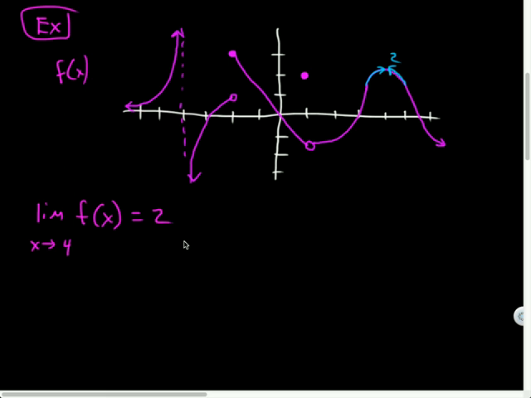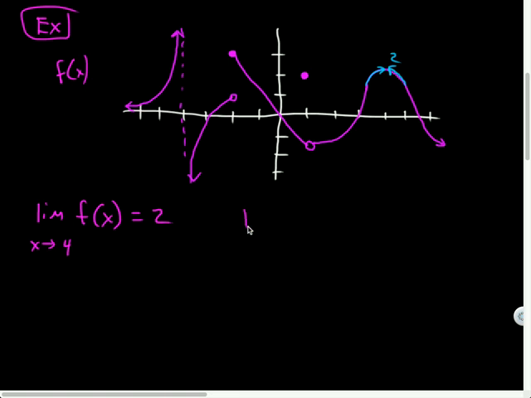Yes, because it exists at x equals 4, and it approaches 2 from both left and right, and the thing that it approaches from left and right is the thing that it exists at x equals 4. So it is continuous there. All right, so there's our first concept.